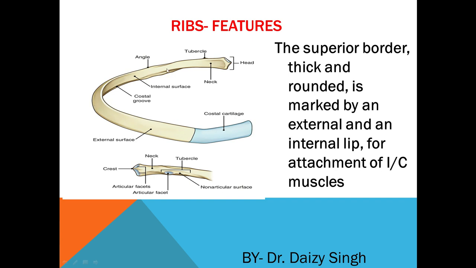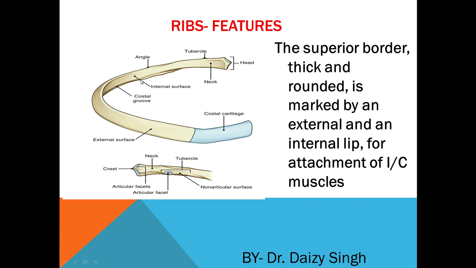Let's see another slide of the rib in which we can see the external surface and the internal surface of the rib. This is the head which forms a joint with the vertebral body. It is in contact with the vertebra. The center part is the neck, then the tubercle, and this is the angle. And there is one more area, which you can see over here, known as the costal groove.